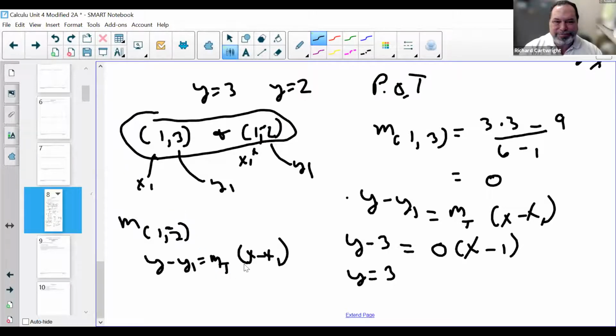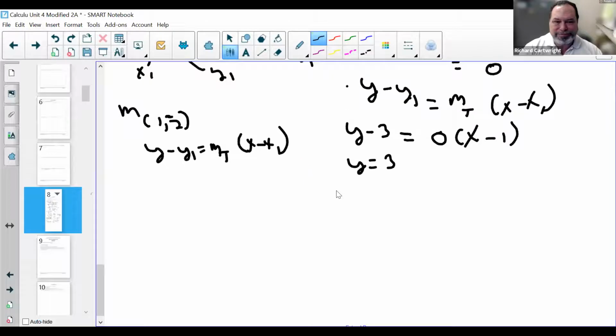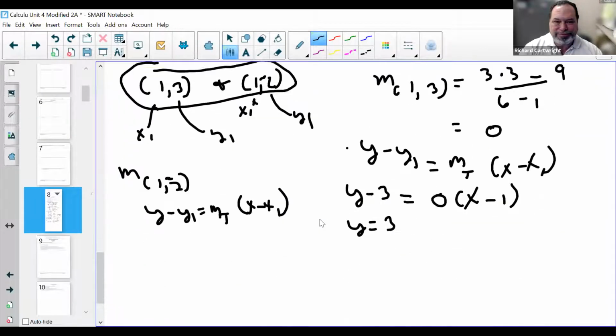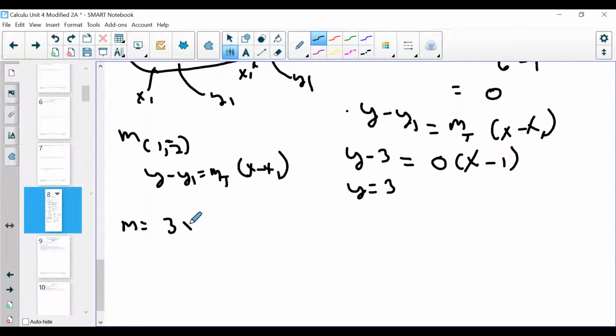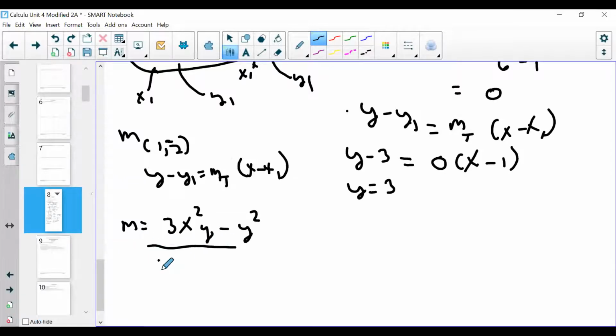So let's go ahead and see what we can do with this one here. We get more room here. I need to do the slope again. Let me scroll up a bit and see the equation again. Wow, it's too big. Can you give me the slope equation again, Danielle? You gave me before. The slope equation was 3x squared y minus y squared over 2xy minus x squared.